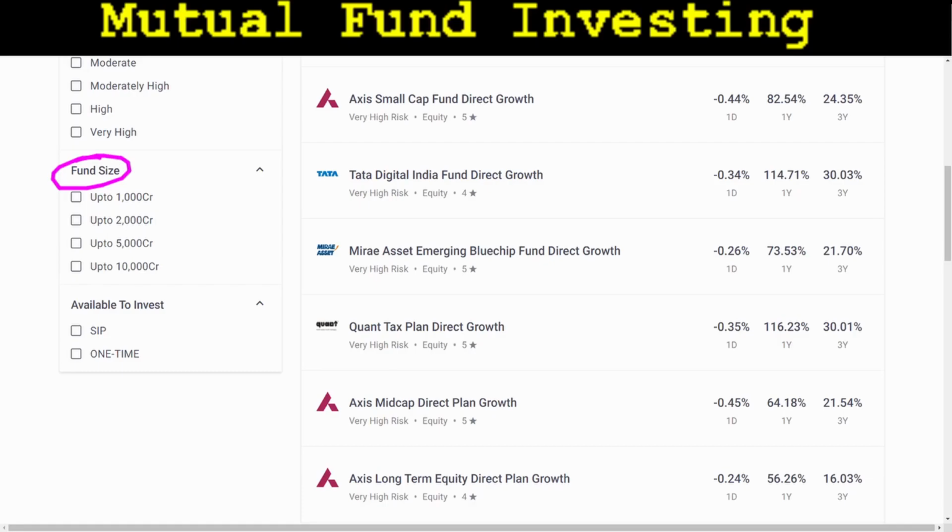So fund size is not a criterion for evaluating future performance of any mutual fund. But yes, larger mutual funds have a trust factor in them because they have been in the market for so long, and small fund size mutual funds are relatively new, so they are a bit risky. The next criterion is available to invest, or simply the mode of investment. The two modes listed here are, one is SIP, the second one is one-time investment.